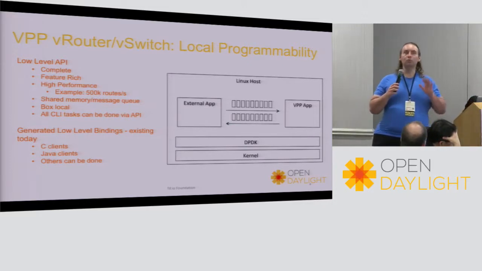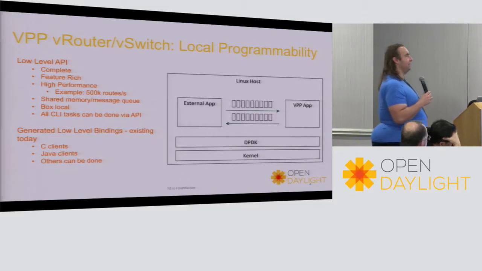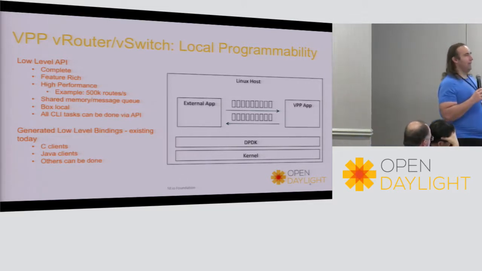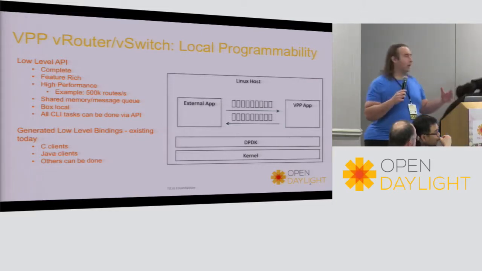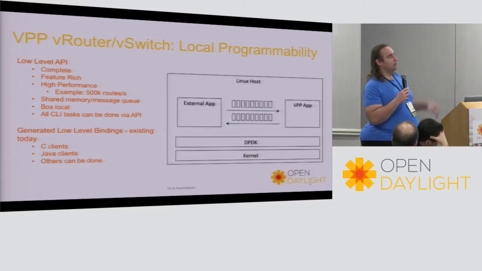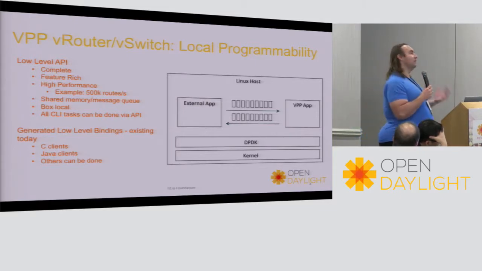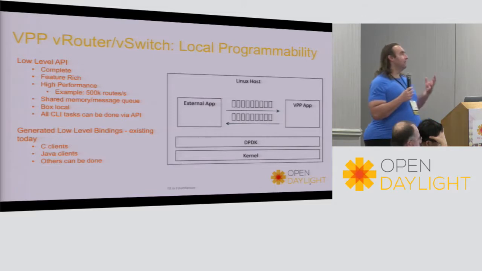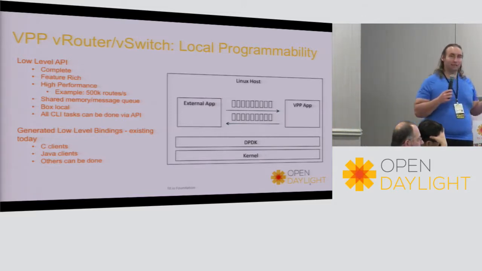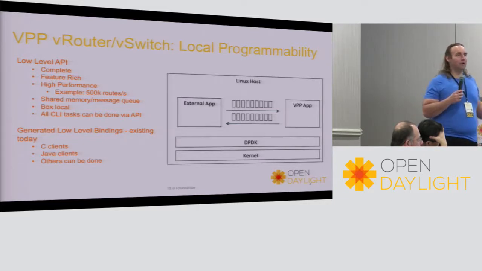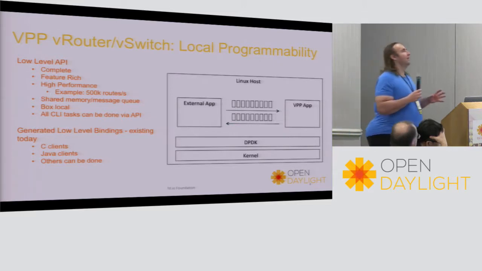So I'm going to go really briefly before I get to Honeycomb into how you go about programming VPP. So VPP has a very complete API that allows you to control all of its features. That API uses a shared memory message queue, so it's intrinsically local to the box, and semantically it's very low level. This gives you extremely high performance. You can push 500,000 routes per second into the damn thing, which if any of you have ever had to deal with how do I program data planes before, that's pretty good.